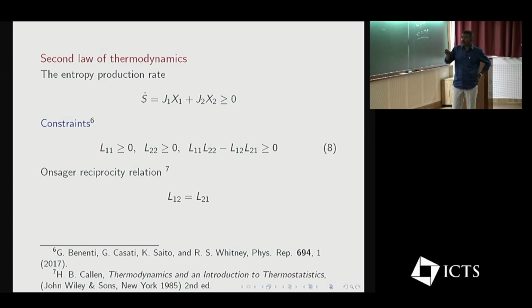So the entropy production during the process should be greater than or equal to 0. This gives some constraint to the Onsager coefficient. In our study, we also use the Onsager reciprocity relation, which means that near equilibrium, the microscopic dynamics of the system also follows the time reversal symmetry.